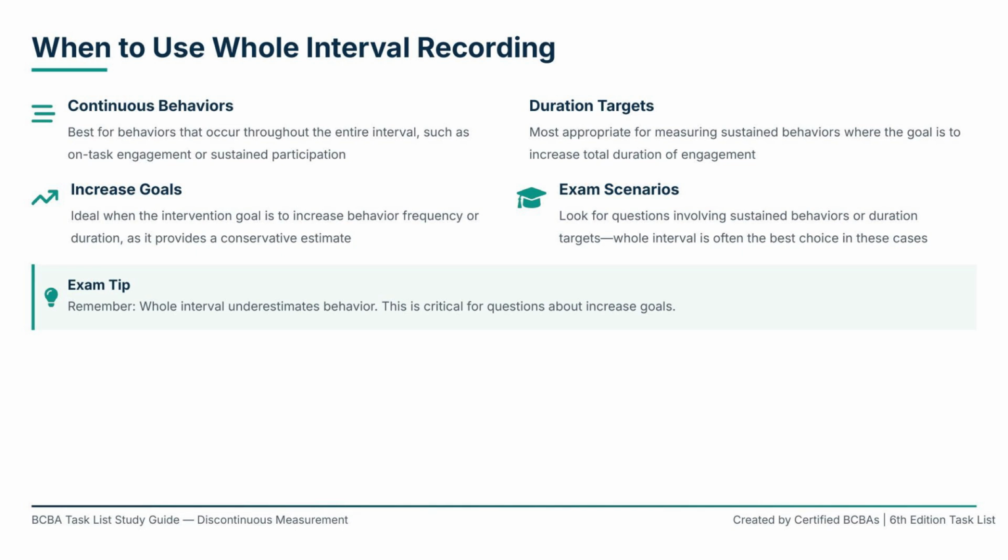Whole interval recording is most appropriate for continuous behaviors and duration targets, with goals focused on increasing behavior, because it provides a conservative estimate. It's useful when you don't want to overestimate progress. On exam questions involving sustained engagement or duration goals, whole interval is often the correct choice.